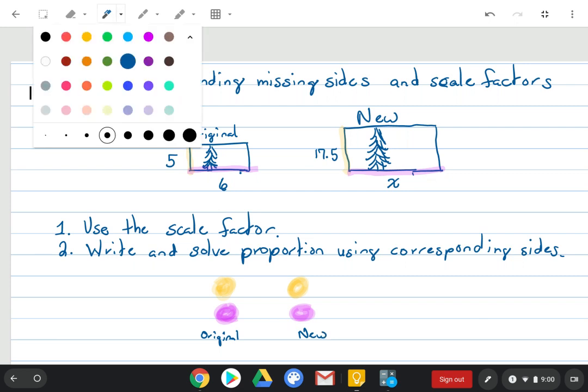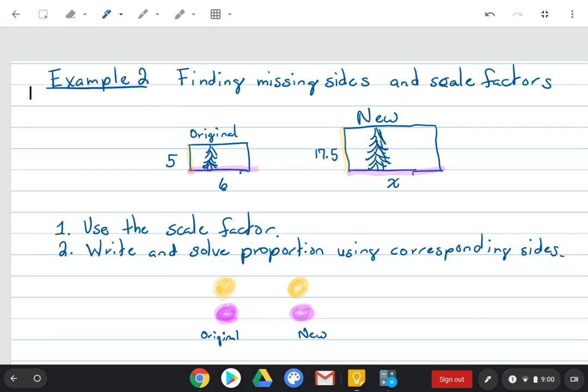And you may be wondering, well, Ms. Brown, could I have put the purple side up top and the yellow side on the bottom? The answer to that is yes. The thing is whatever you do, just be consistent, okay? So if I look at my original figure, my original picture, the yellow side measures 5 units. And if I look at the original figure, the purple side is 6 units. Looking at my new figure, the yellow side is 17.5 units. And then looking at my new picture, the purple side is x units. So now we have a proportion.